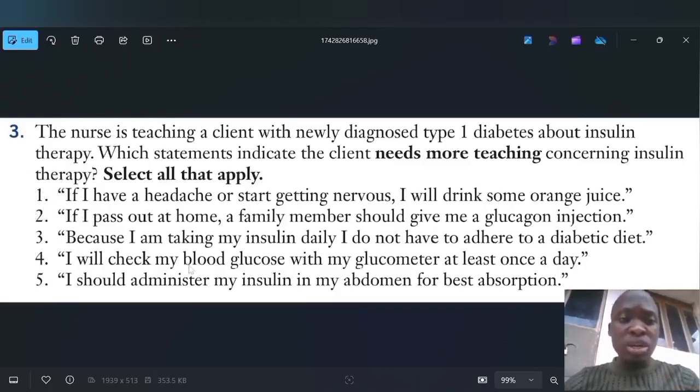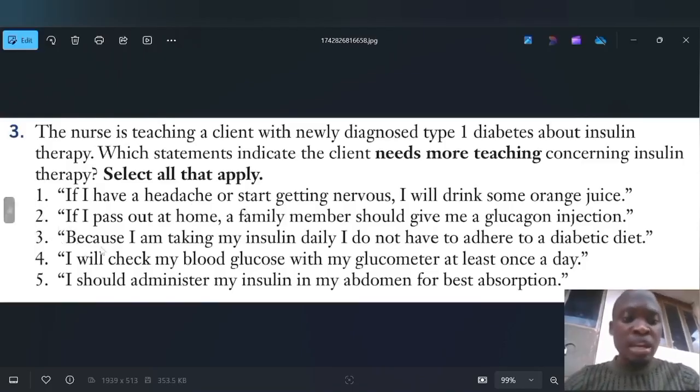Let's go to number 3. Remember, we are looking out for the wrong answer. Which statement indicates the client needs more teaching? Number 3, because I am taking my insulin daily, I do not have to adhere to a diabetic diet. No, you usually need to continue with this diabetic diet even if you're on any anti-diabetic drugs. So number 3, yes, you choose number 3.